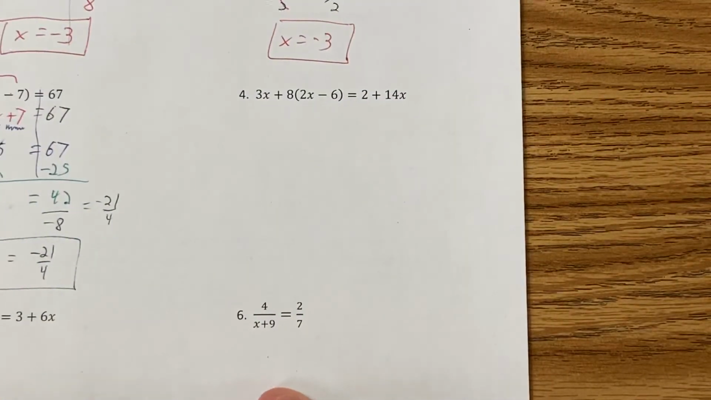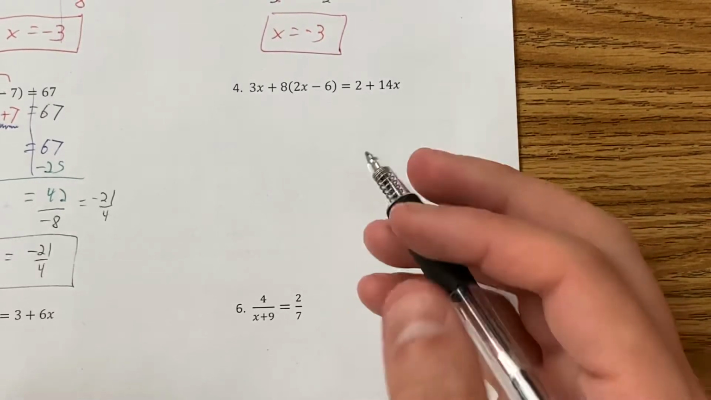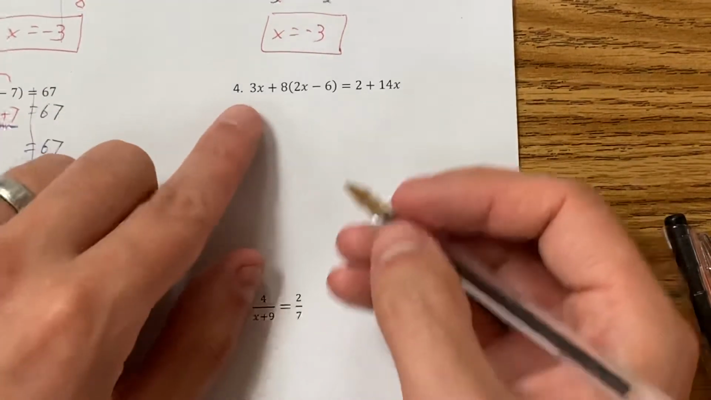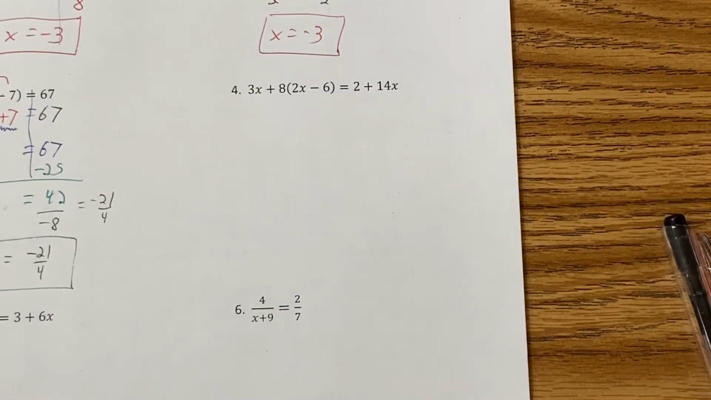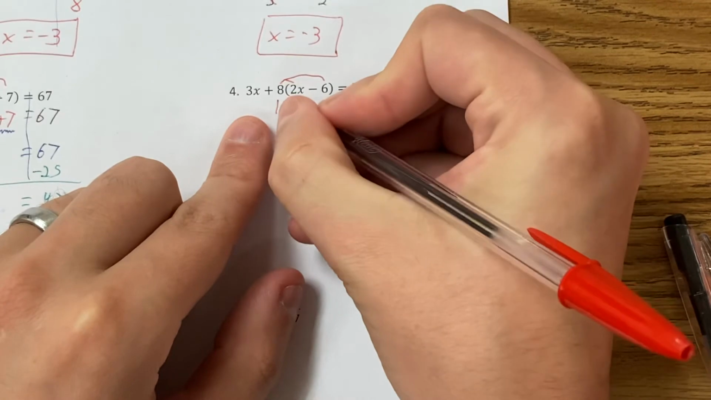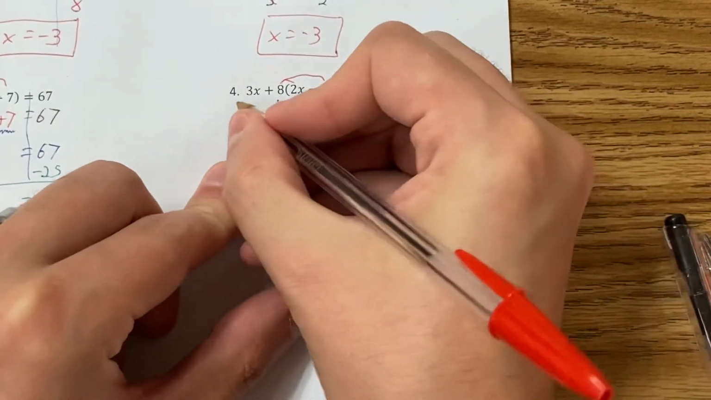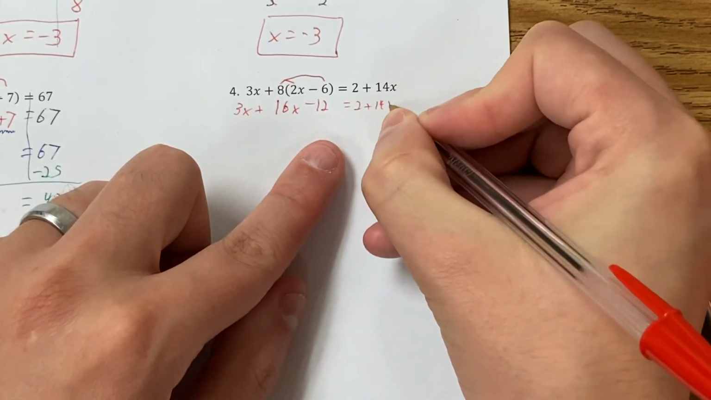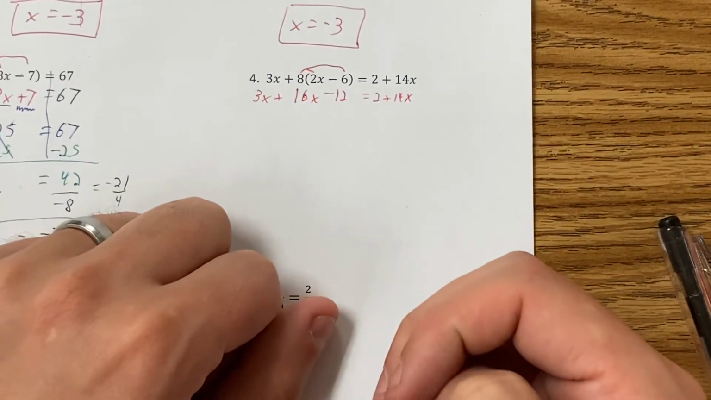In the next one, if you feel like you're getting a hang of this, just go ahead, pause it, and try it yourself. Otherwise, I'll pause it every step so you can pause and see if you can finish it. First step, what's the first step? If you said distribute, you'd be right. You'd get a 16x and a minus 12. Cool. What's the next step?